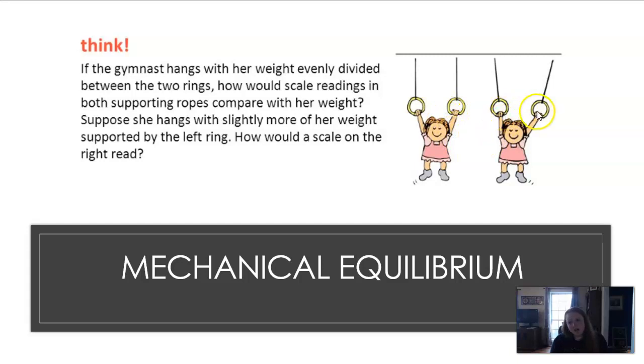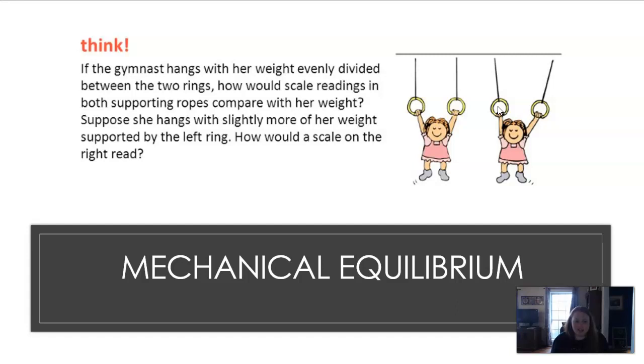Now, what if she hangs like this? If you're playing on monkey bars or whatever these things are called, the rings, you've felt this before. There's going to be more tension on one side than the other. So if you swing to where you're allowing more weight to be on the left ring, then it seems to make sense that this tension is also going to be greater because you're putting more weight on that ring.